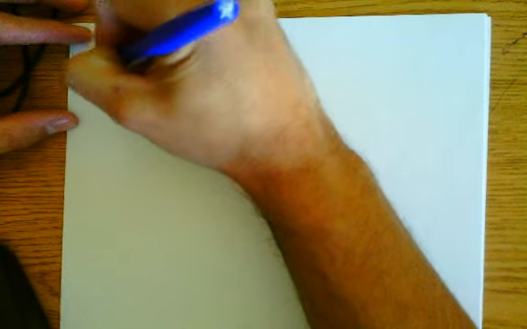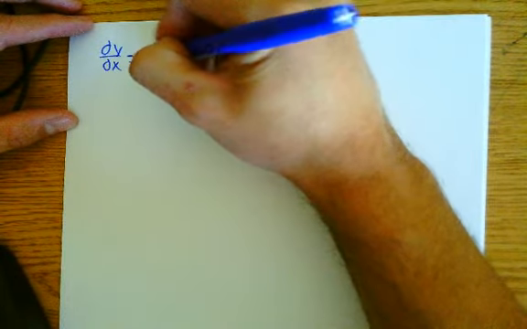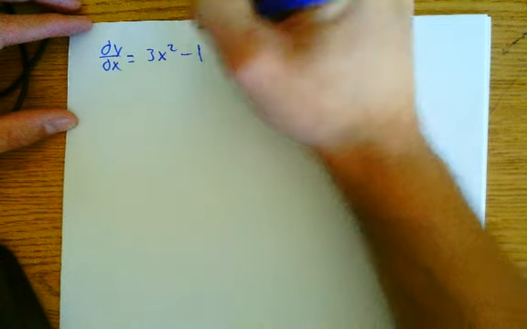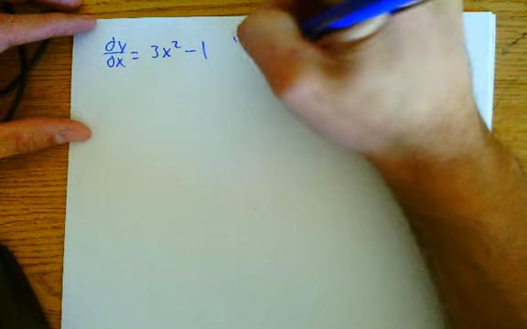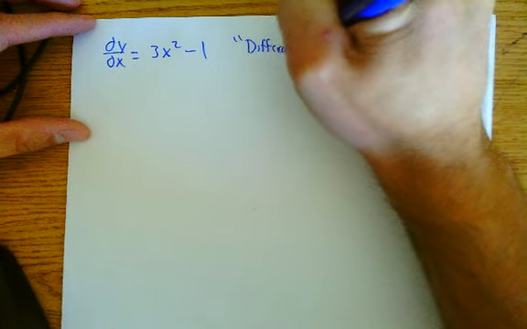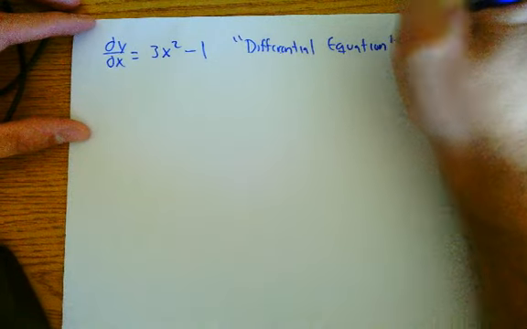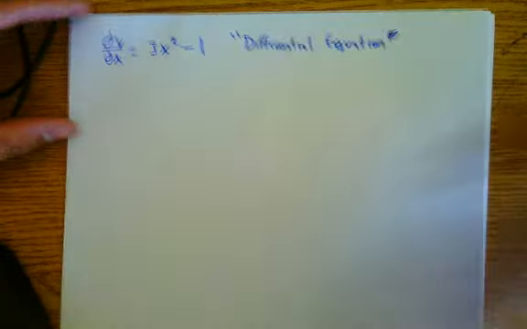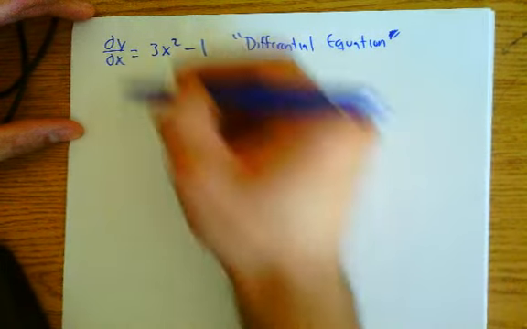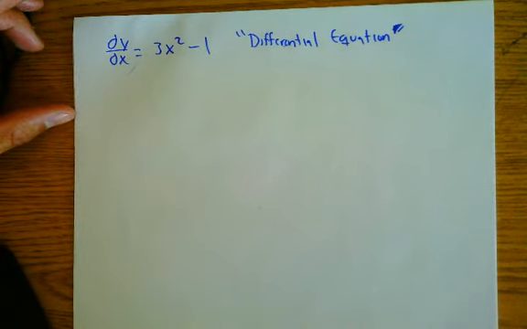So let's say that I give you a differential equation. dy over dx is equal to 3x squared minus 1. This is known as a differential equation. So we have to integrate it to find y. Now, do you understand why this is called a differential equation? Yeah, because it's an equation, and this is a derivative, right? Differential equation. You with me?